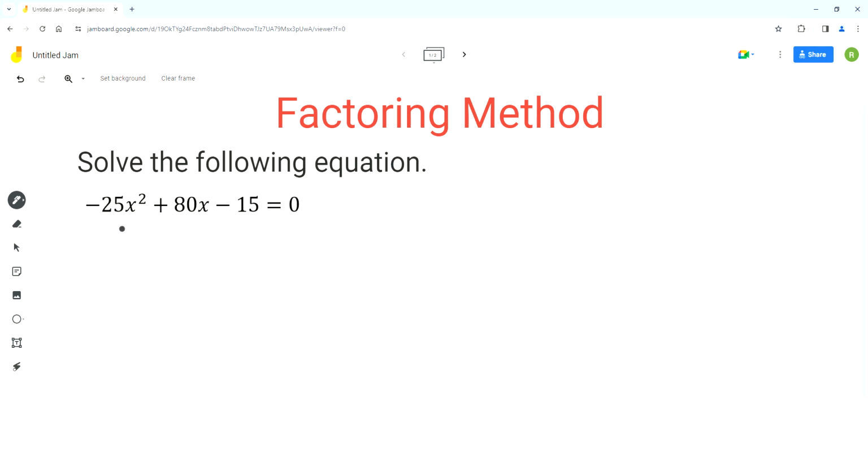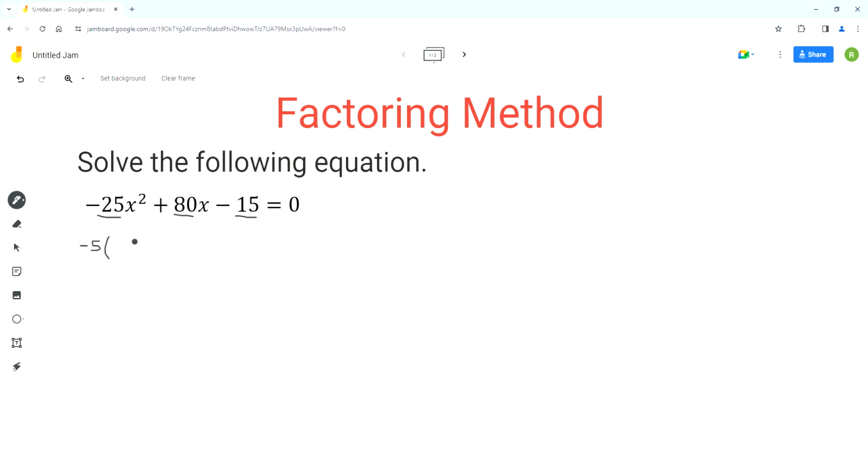Now the first factoring method we can use for this equation is common factoring, because we can factor out -5 from these three terms. We want to factor out a negative as well, because the first term in this equation, the x squared term, is a negative term. And these three numbers, 25, 80 and 15, are all evenly divisible by 5. So our first step is to do common factoring. So we factor out -5.